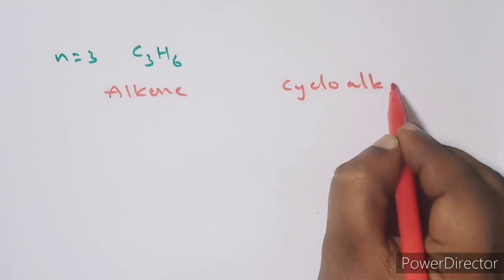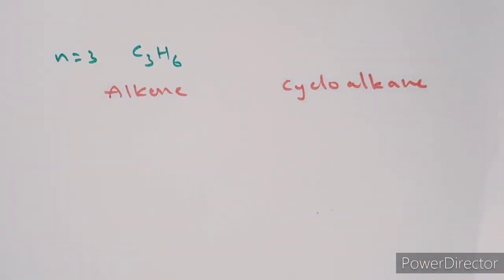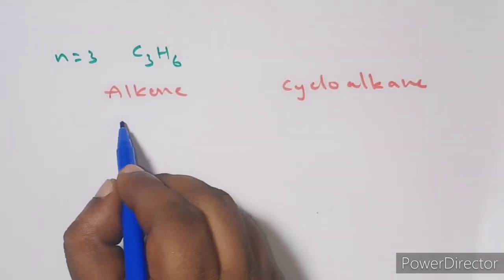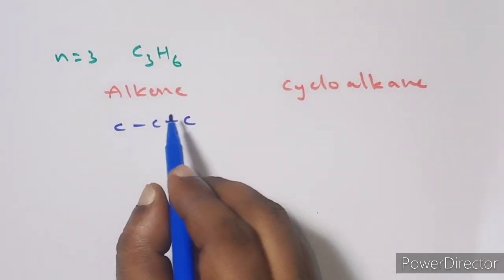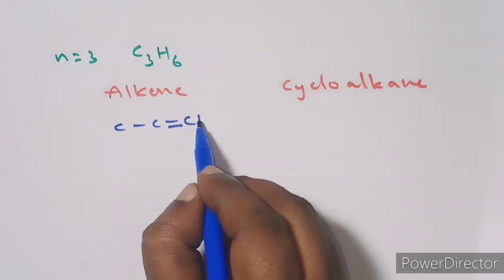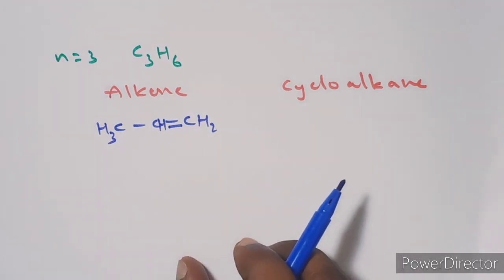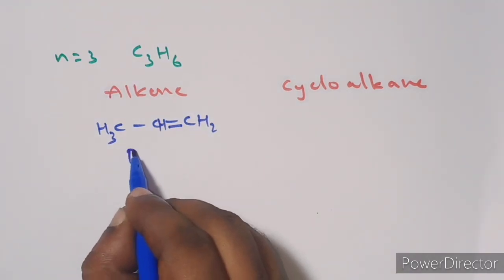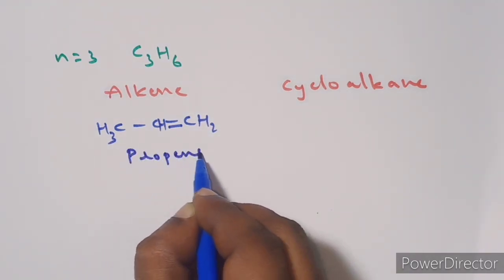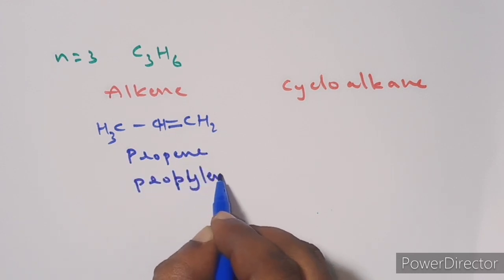First let us write all the possible alkenes. See, first write a 3 carbon chain: 1, 2, 3 carbon chain. Then write the double bond at the terminal, start at the terminal carbon, and complete the tetravalency: CH2=CH-CH3. Now the name of this molecule is propene. Propene is the IUPAC name. Propylene is the common name.